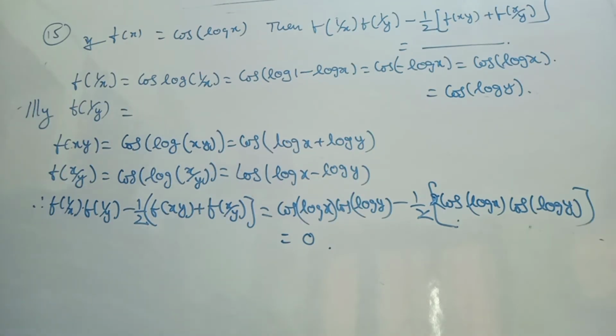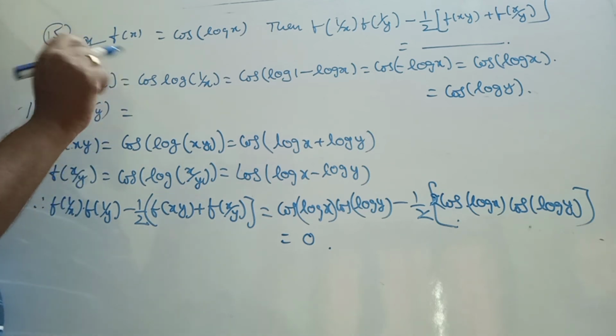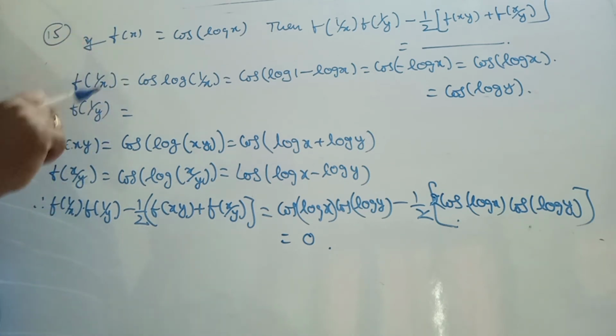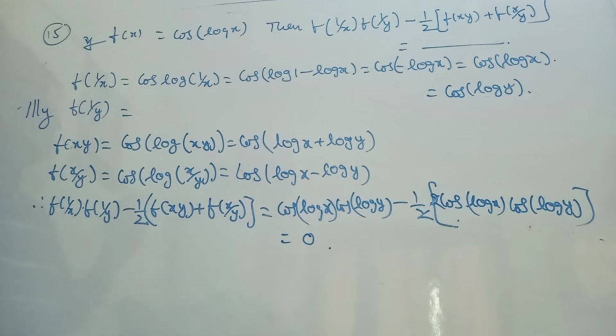See now, another interesting problem. The 15th one: if f of x is equal to cos of log x, then f of 1 by x into f of 1 by y minus 1 by 2 times of f of xy plus f of x by y is equal to what?